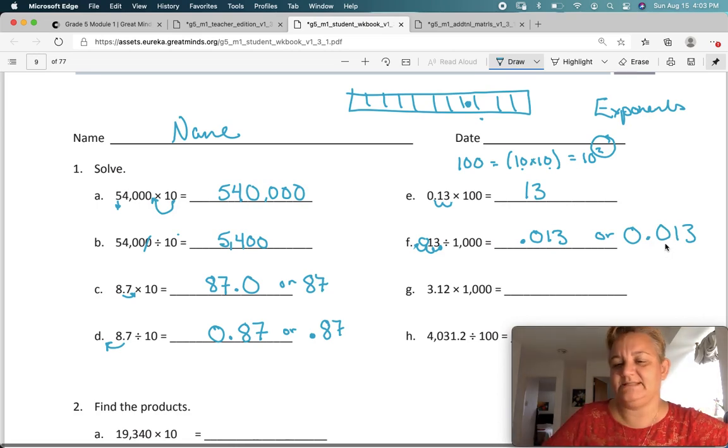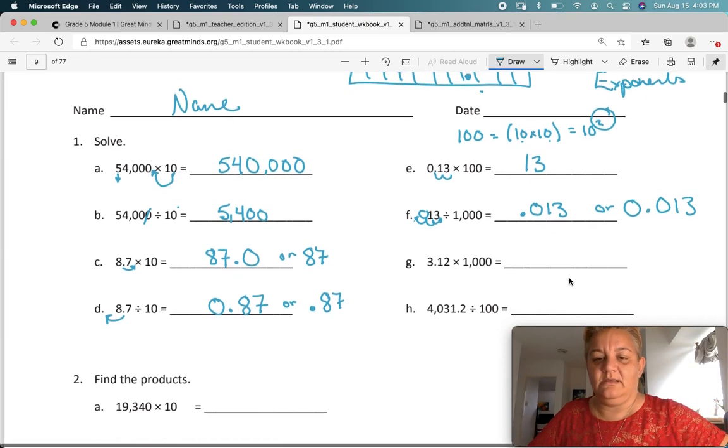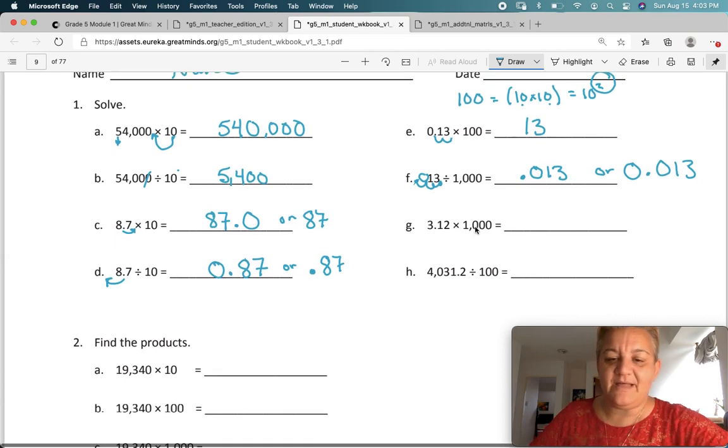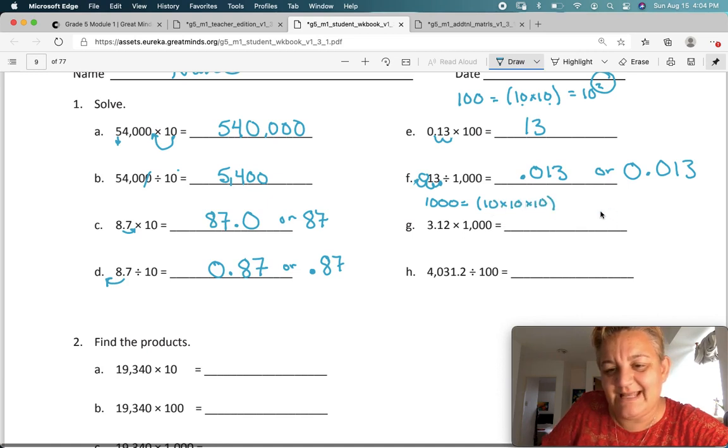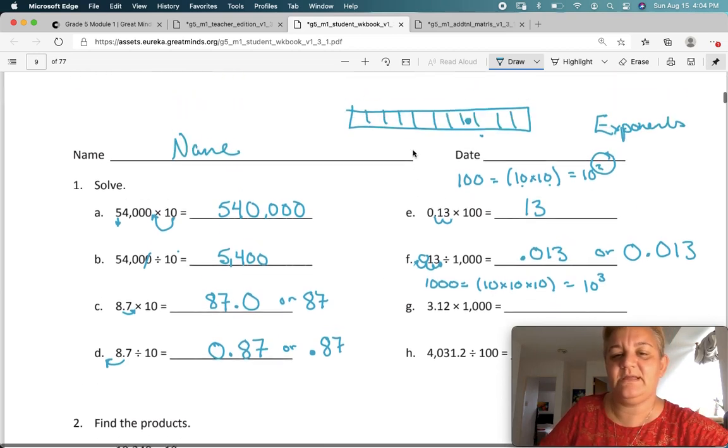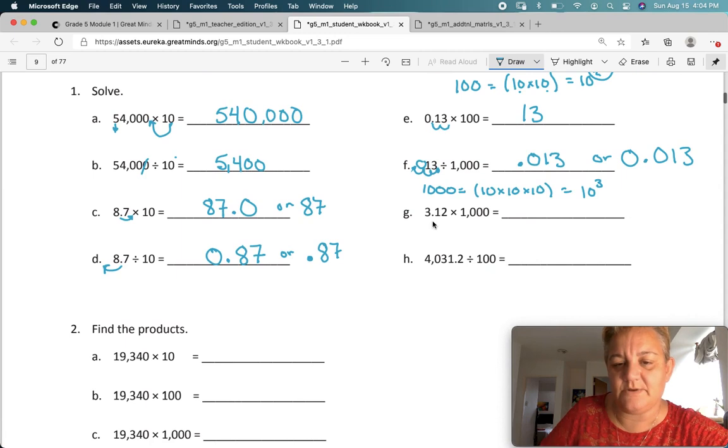Okay, I kind of prefer this just so I know what I'm doing. Now we're multiplying by 1,000, so that's 3 zeros. So 1,000 equals 10 times 10 times 10, which equals 10 cubed, or 10 to the 3. There's my exponent, right? 10 times 10 times 10. That means I'm moving it over 3 squares, right? So 3 squares, the decimal is going 1, 2, and I have to add a 0, 3.